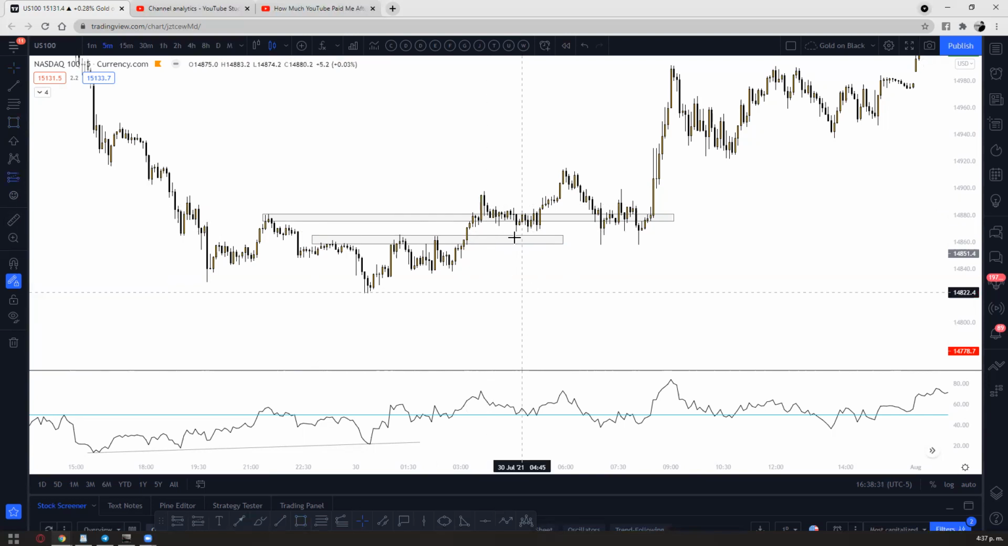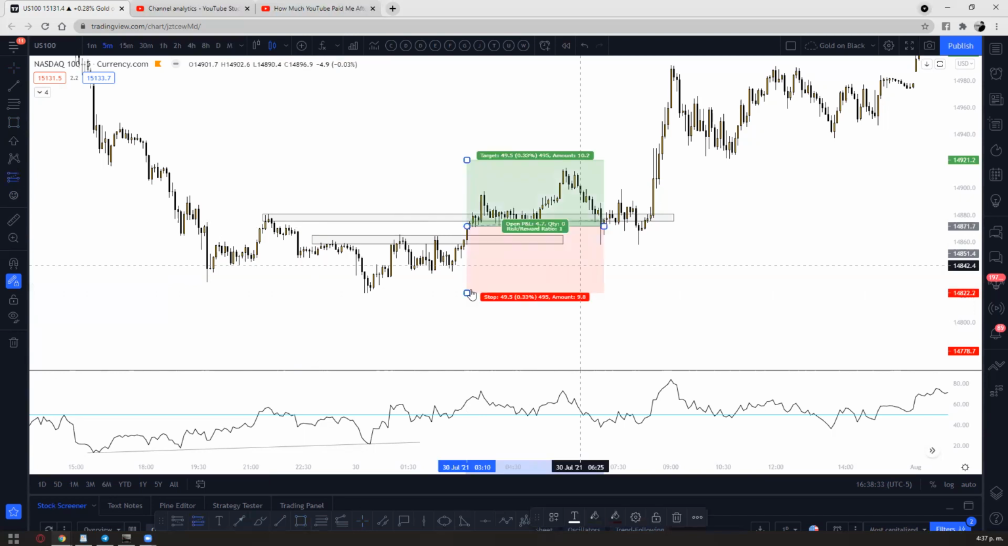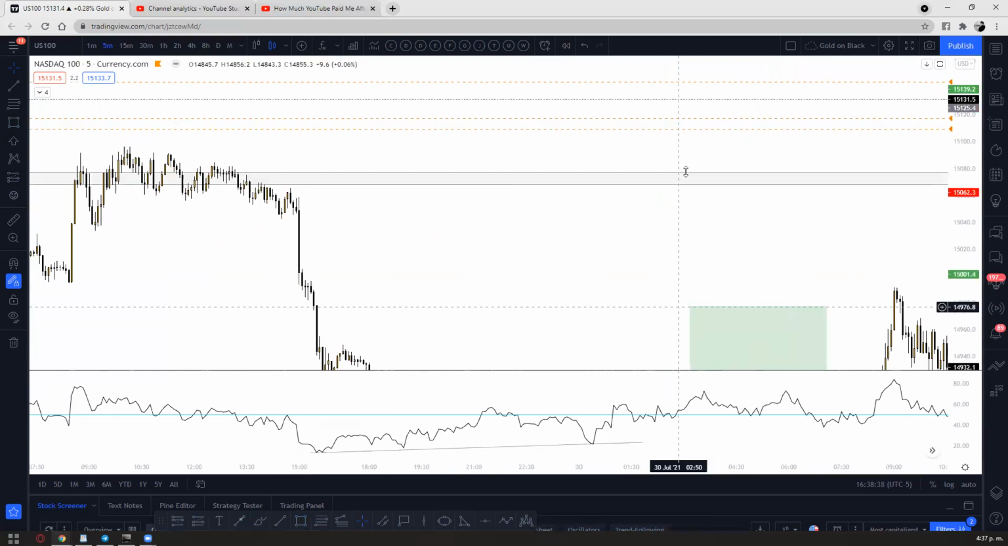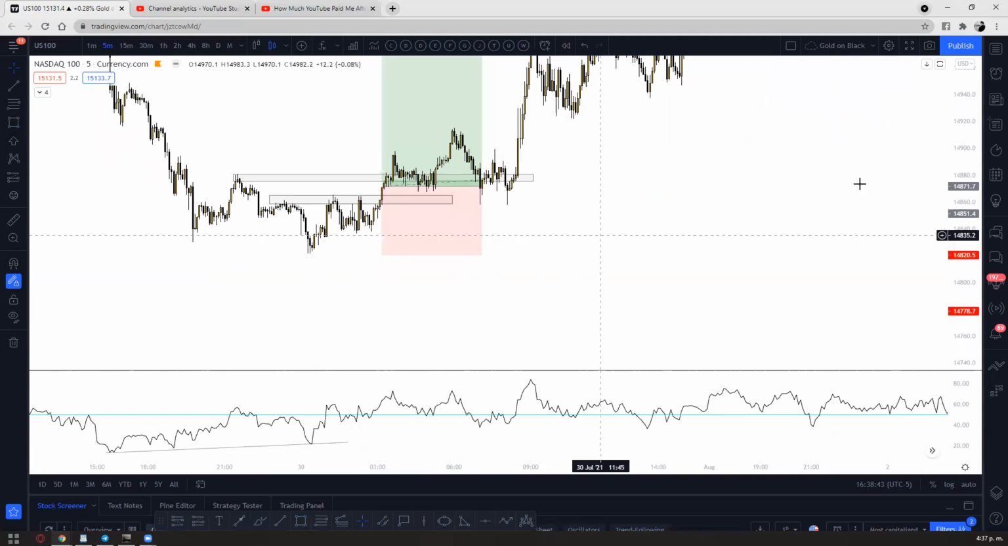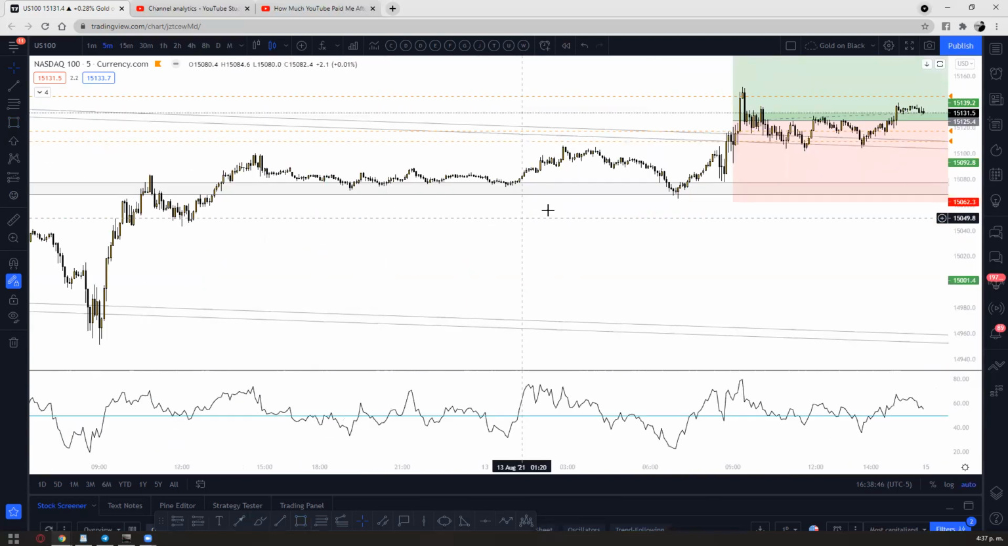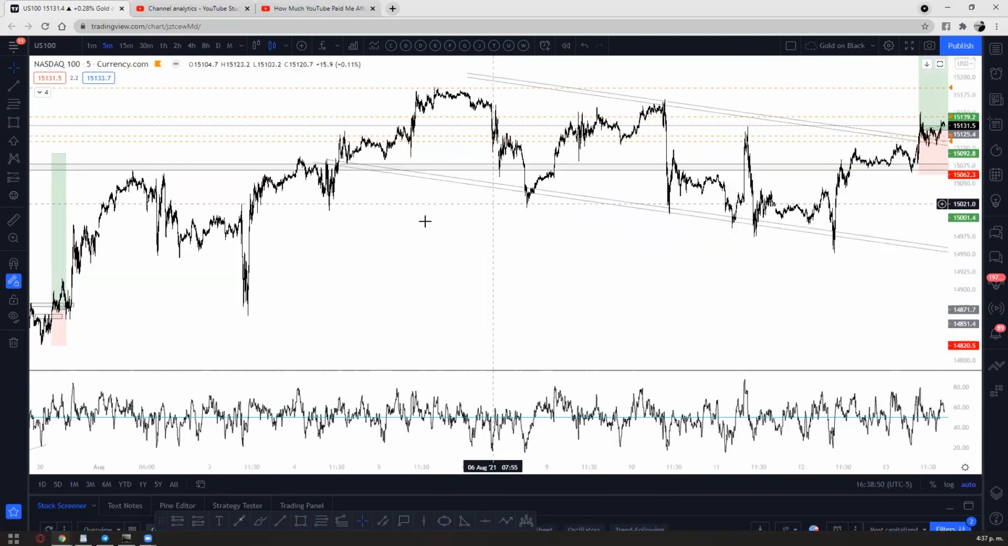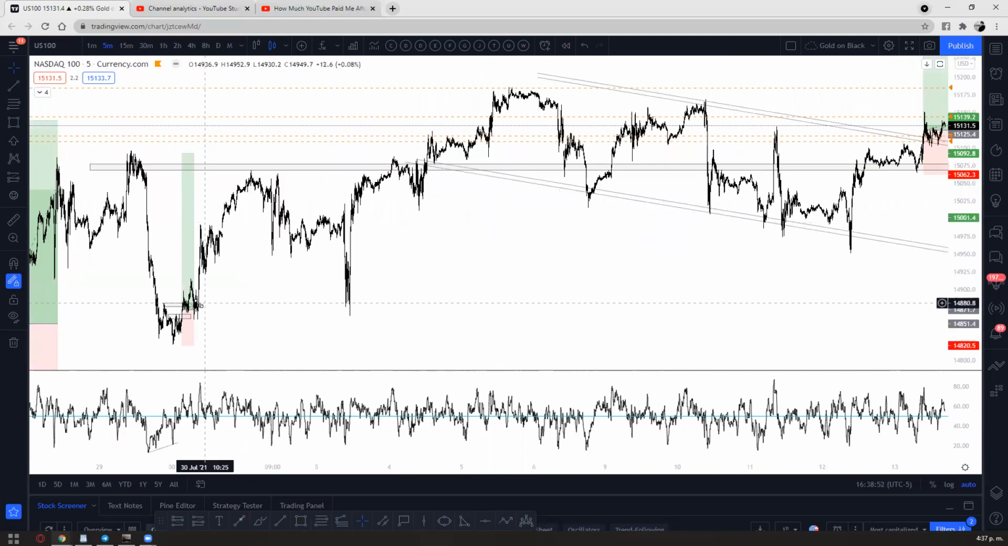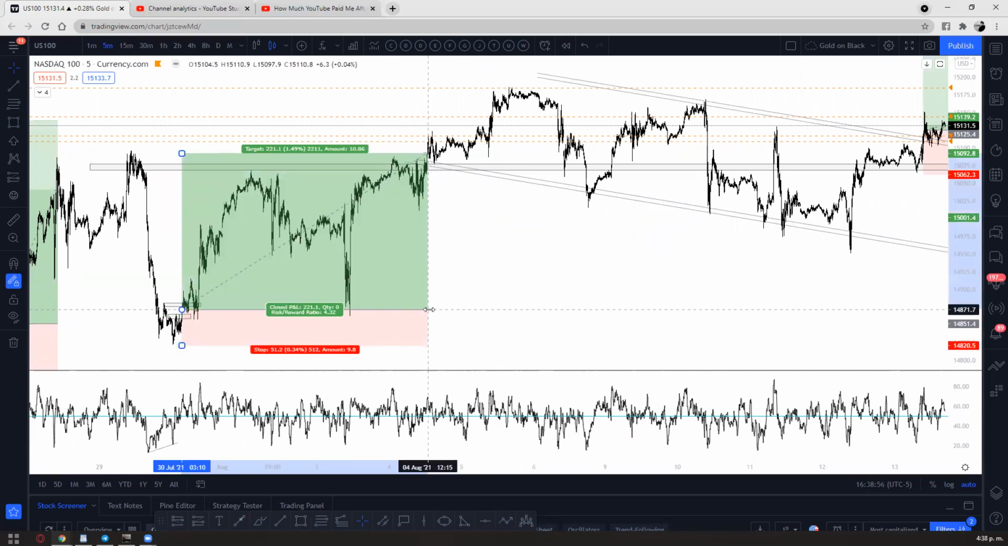So me, I would have gotten here on the breakout, stop loss right there below that last low, take profit to the very top. Okay. That's basically what I would do. Let's see. Yeah, look at that. Look at that beauty. It came back down a little bit.